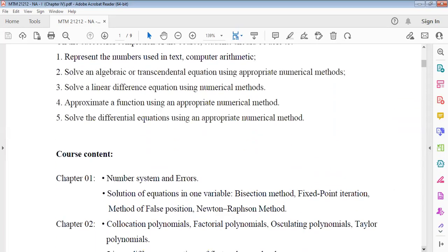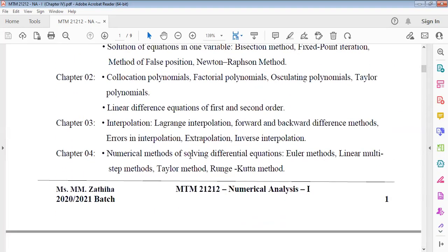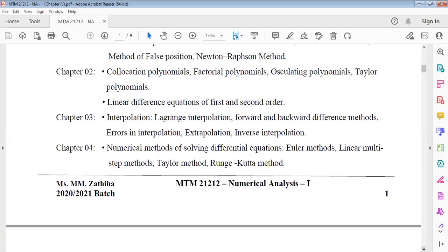Okay, we are in chapter number 4. We have seen numerical methods for solving differential equations. Under that, we have seen Euler methods, the Taylor series method, as well as the Runge-Kutta method under the single step methods. Also, only the multi-step method remains, so we can finish up today.